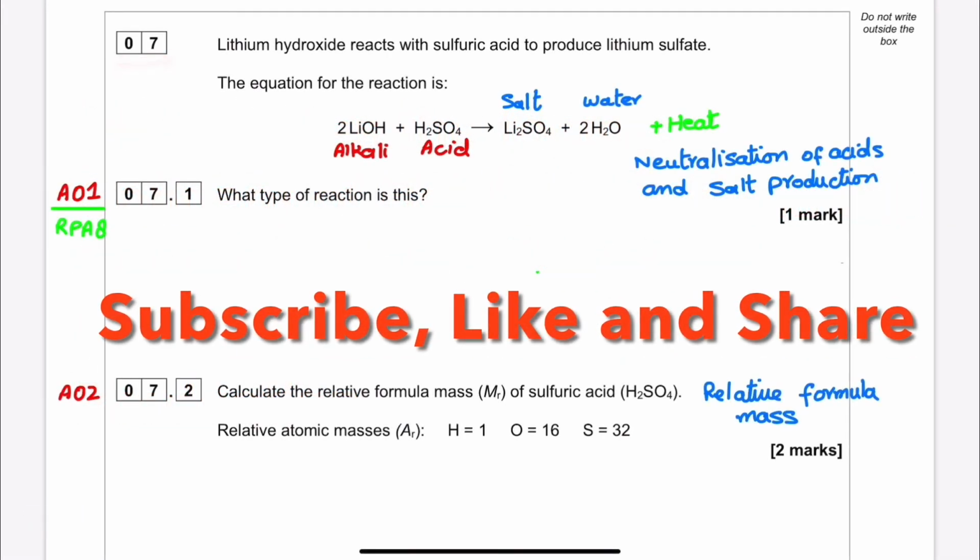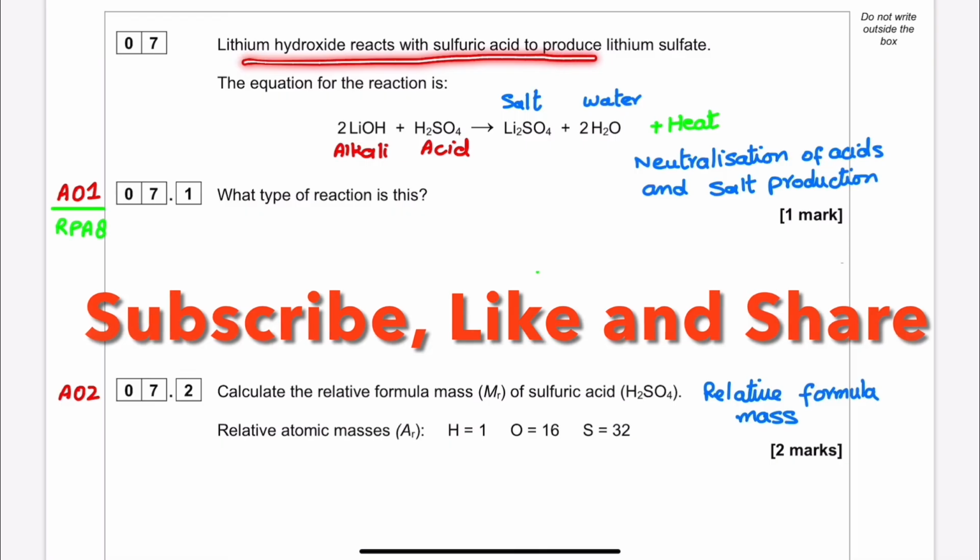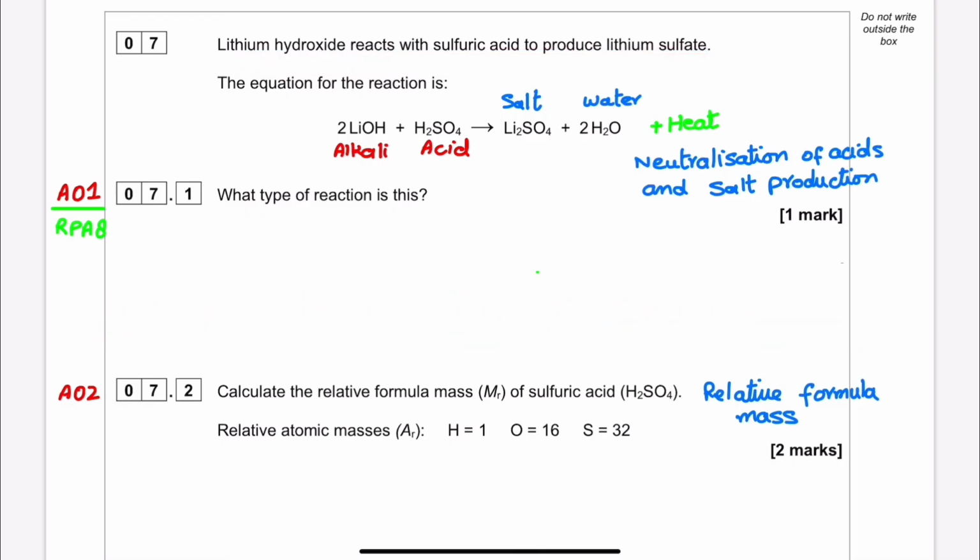Question number 7. Lithium hydroxide reacts with sulfuric acid to produce lithium sulfate. The equation is given here. Lithium hydroxide reacts with sulfuric acid, forms lithium sulfate, which is a salt, and water. Along with that, we get heat which goes into the surroundings.